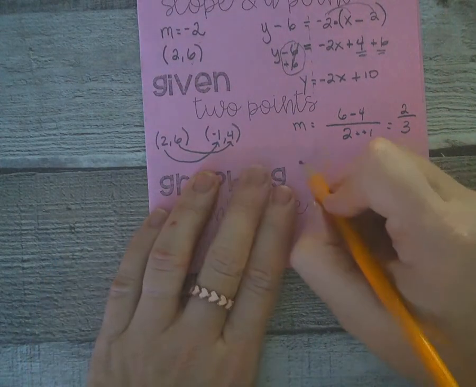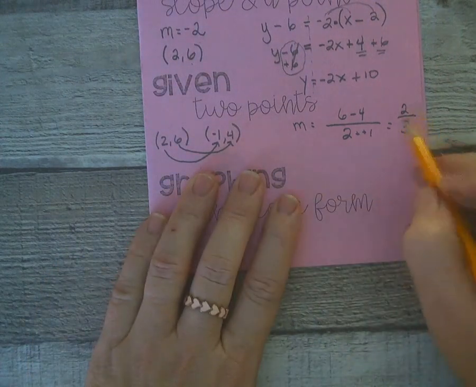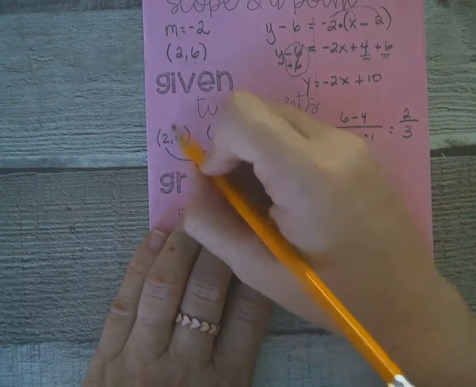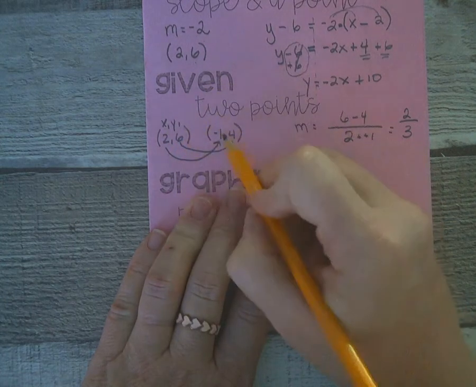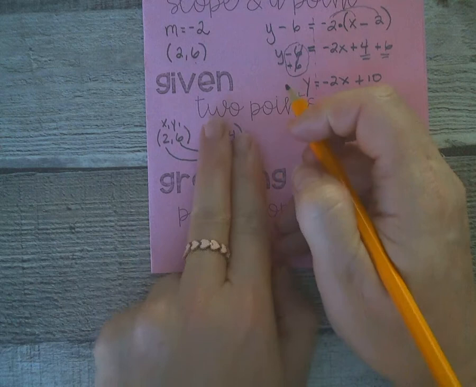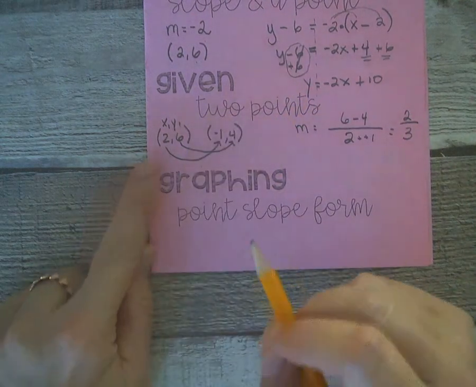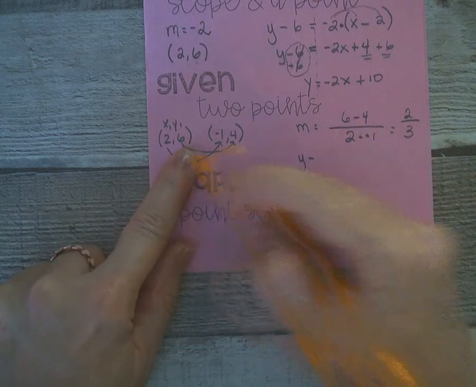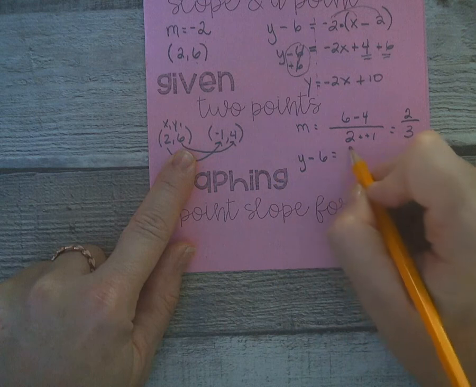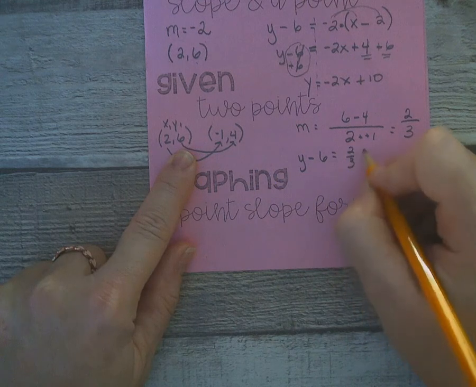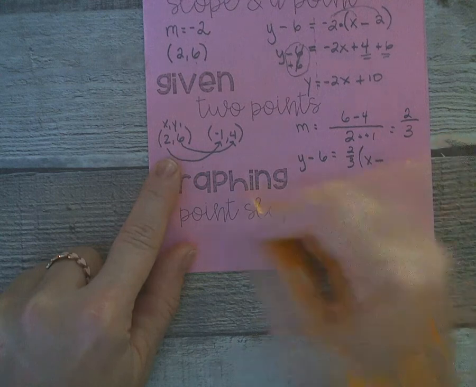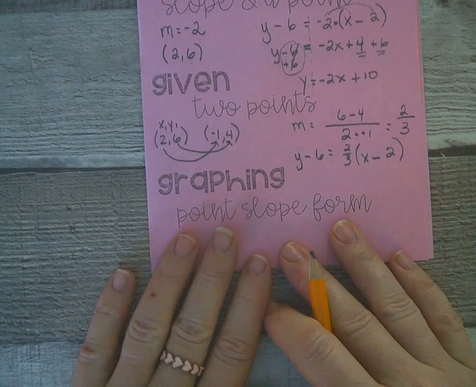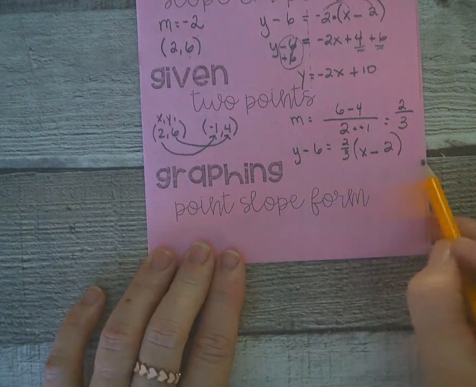So then we just plug it into point slope formula. So we have our slope, and now we have to just pick whichever point we want. Now I'm going to pick this point as my x1, y1, only because I don't like to deal with negatives. So I don't want to deal with that ordered pair. So my formula says I do y minus the y1, which in this case is 6, equals my slope of 2/3 times the quantity of x minus x sub 1. Okay, so there's our equation in point slope form.